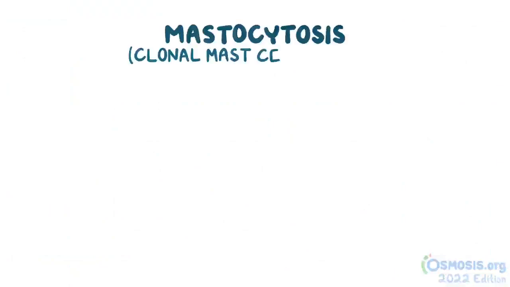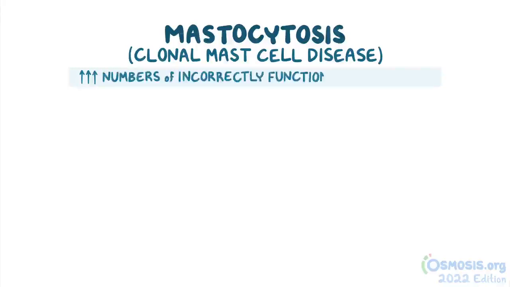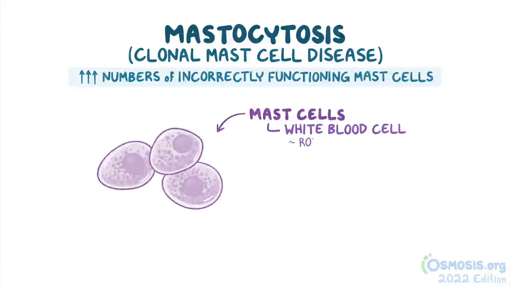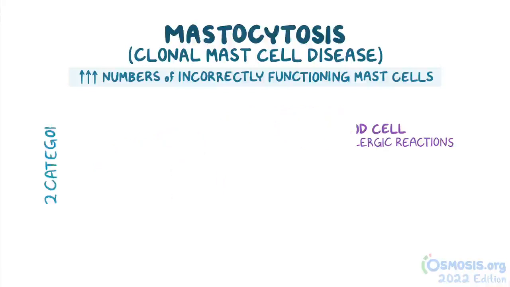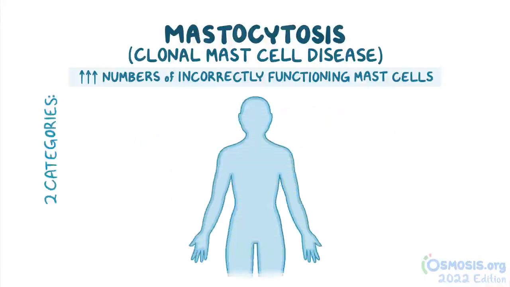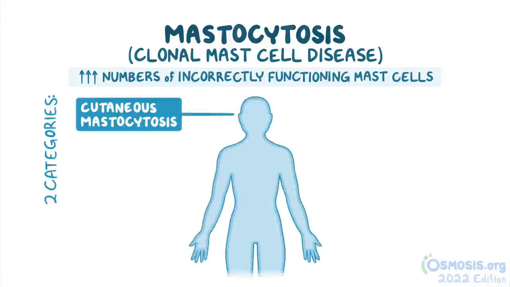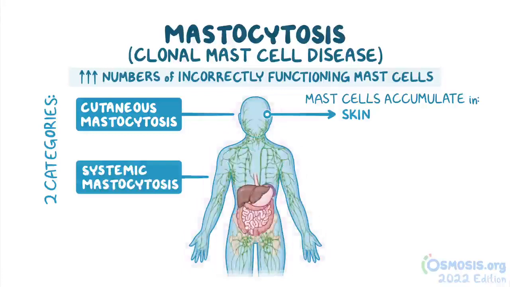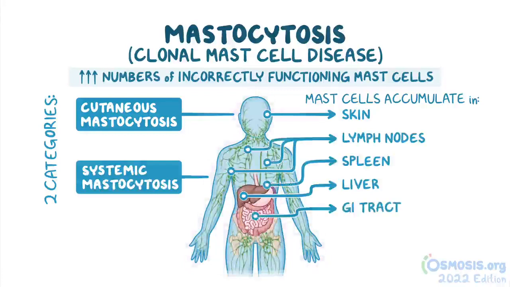Mastocytosis, or clonal mast cell disease, is a rare disorder that leads to increased numbers of incorrectly functioning mast cells. Mast cells are a kind of white blood cell that have many roles in the immune system, including allergic reactions. There are two main categories of mastocytosis. In cutaneous mastocytosis, the mast cells accumulate only in the skin. In systemic mastocytosis, mast cells also accumulate in other tissues like the liver, spleen, lymph nodes, gastrointestinal tract, and most commonly, bone marrow.